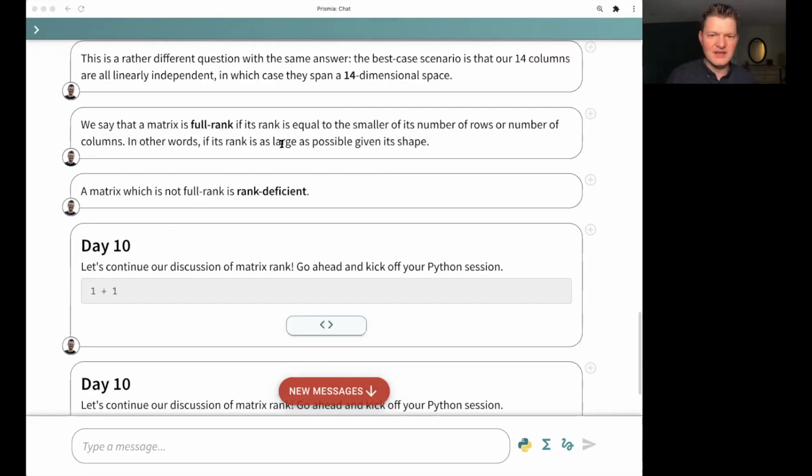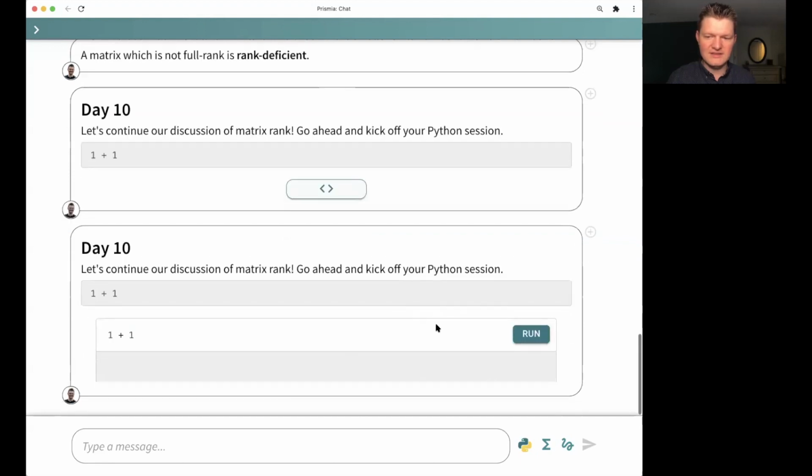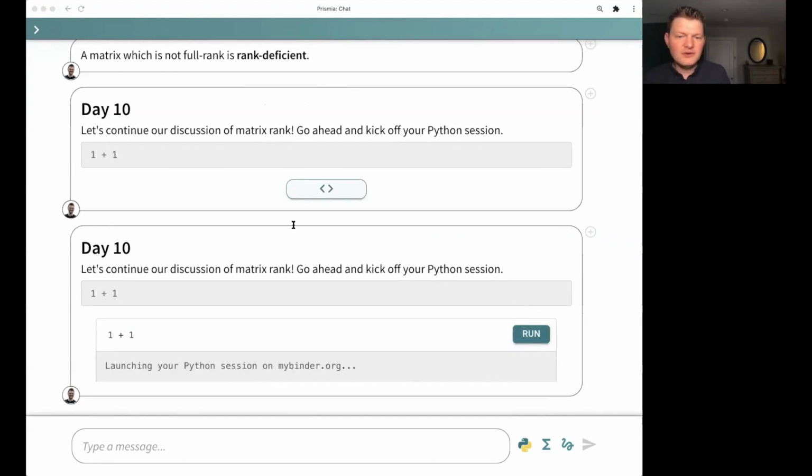Let's continue our discussion of matrix rank. So go ahead and kick off your Python session. We'll open this up. Okay, so if you remember from last time, we were talking about matrix rank.